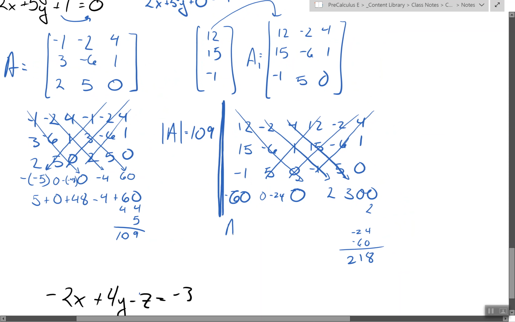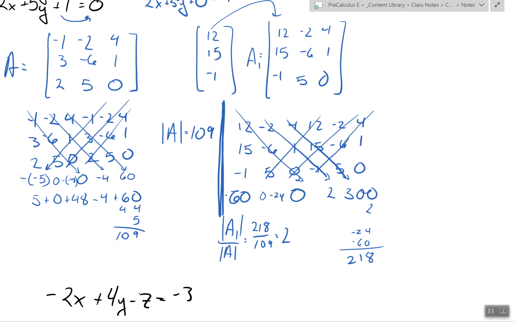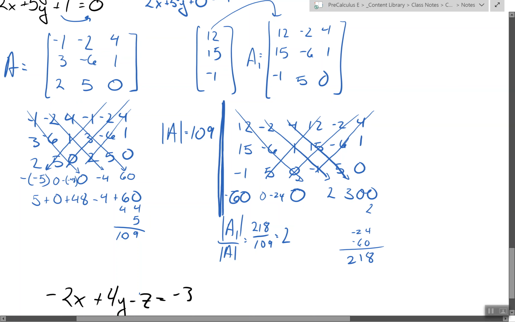So A1 divided by A, we would get 218 divided by 109, which is 2. Okay, so again, they're giving us an example here. If it's a crazy fraction, like 124 or whatever it was divided by 109, that's a crazy not reducing fraction. So that should be a red flag that something's wrong. Go back and check your work. I found my mistake, fortunately, and we're moving on.